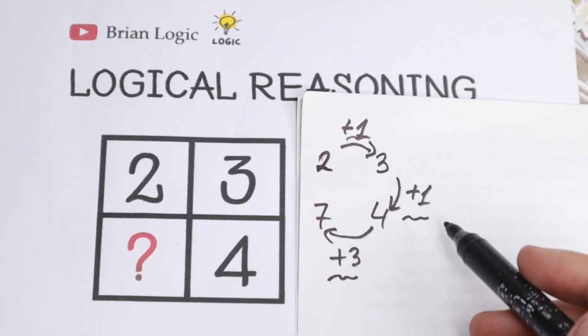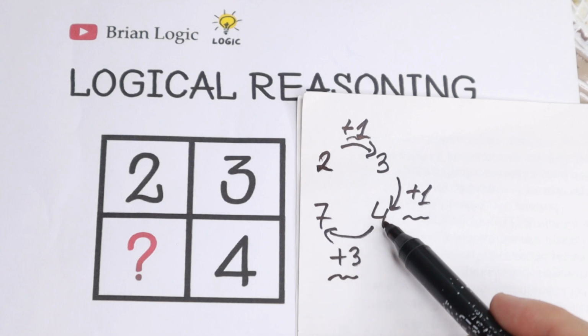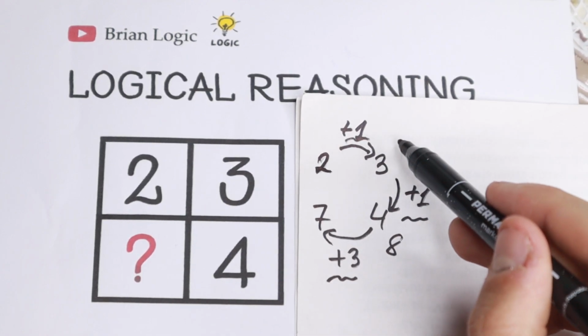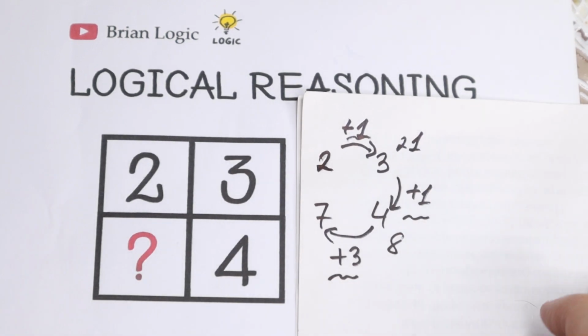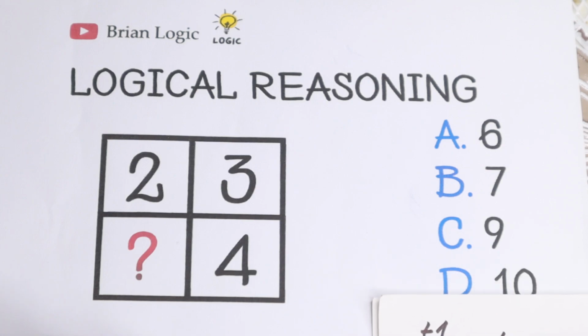And moreover, if we are talking about multiplication, for example, if you multiply 2 by 4, we will have 8, and if you multiply 7 by 3, we will have 21. So there is no pattern between these numbers. So 7 is not a good number. And of course, we reject 5, and moreover, we don't have this 5 in the options. So let's check 9, for example.